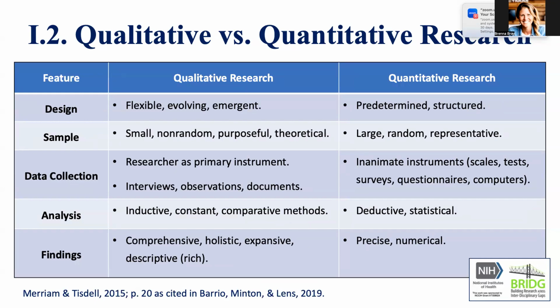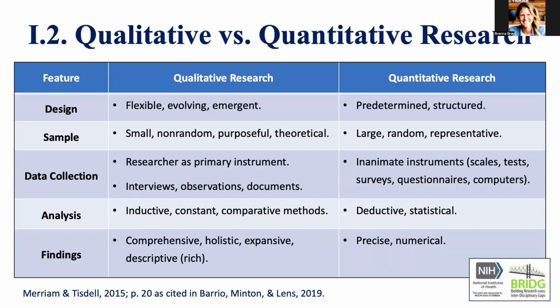A few more comparisons. Qualitative designs tend to be more flexible, evolving, emergent, whereas quantitative designs tend to be more structured and predetermined. When we're talking about sample sizes, quantitative research often requires power analyses. They require larger samples. Often sampling is random and representative. Whereas in qualitative research, we focus more on thematic saturation, so saturating themes. We tend to have smaller sample sizes. Our sampling tends to be non-random. Often it's more purposeful and even theoretical.